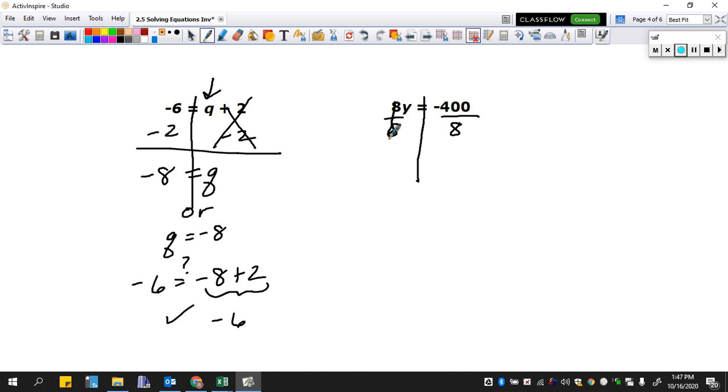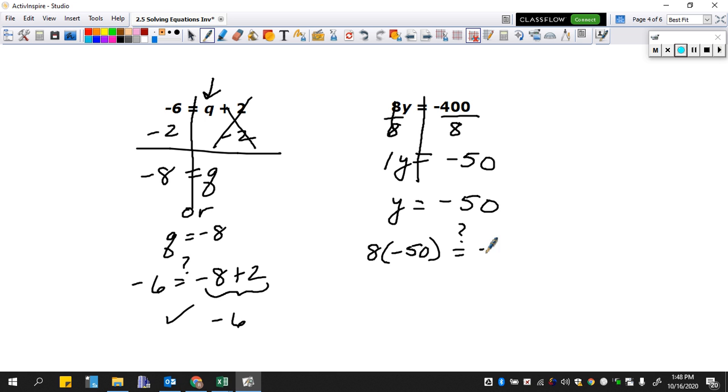8 divided by 8 is just simply 1. You have 1y is equal to negative 400 divided by 8, which is negative 50. All right. Now, 1y, we generally don't write that 1 down, so we generally just say y is equal to negative 50. To check it, all we do is say 8 times negative 50. Is that equal to negative 400? Well, let's see here. 8 times negative 50 is negative 400. Yeah, so that does check out.